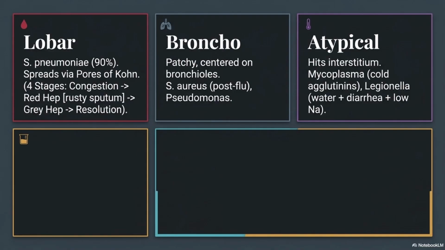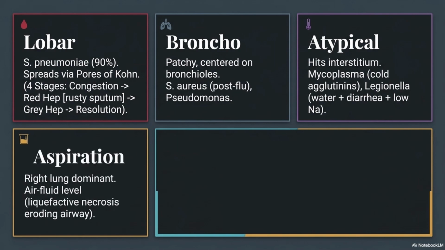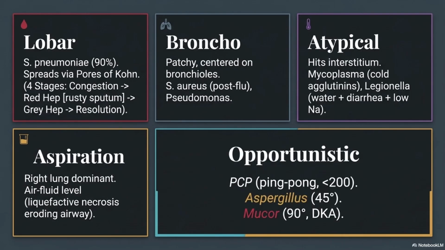Atypical pneumonia hits the interstitium and involves Mycoplasma, which presents with cold agglutinins, or Legionella linked to water sources, diarrhea, and low sodium. Aspiration pneumonia is right lung dominant and features an air fluid level due to liquefactive necrosis eroding the airway. And as we covered today, opportunistic pneumonia includes PCP when CD4 drops below 200, Aspergillus branching at 45 degrees, and Mucor branching at 90 degrees in DKA patients.